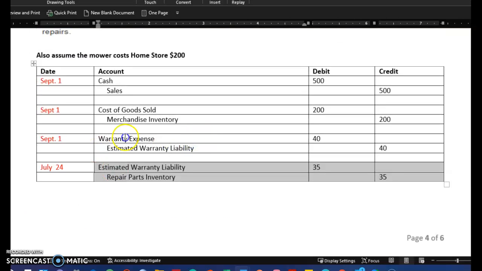Oh, and there's no need to go ahead and expense it. We've already expensed it. So in the September 1st entry, they just hit the liability account.